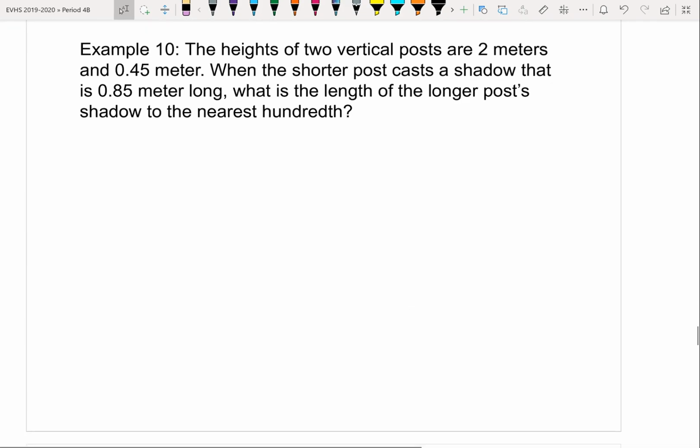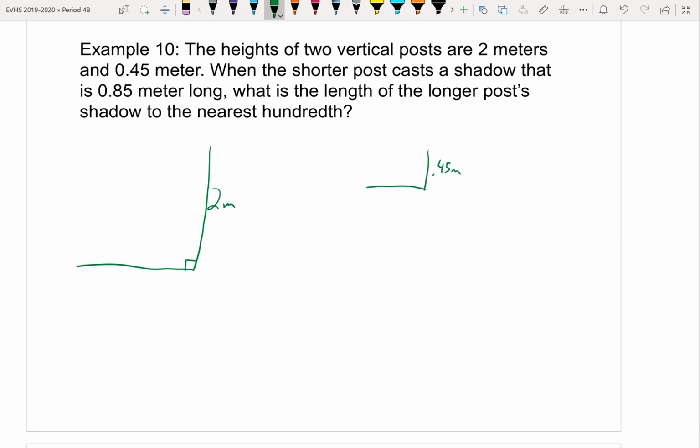Example 10. The heights of two vertical posts are 2 meters and 0.45 meters. So we've got two posts, and it says they're vertical, so I'm assuming there's the ground there. This is going to be 2 meters, and then this one is going to be 0.45 meters. When the shorter one casts a shadow that is 0.85 meters long, shorter one would be this one over here, 0.85 meters. What is the length of the other post's shadow? So we're going to put our X here.